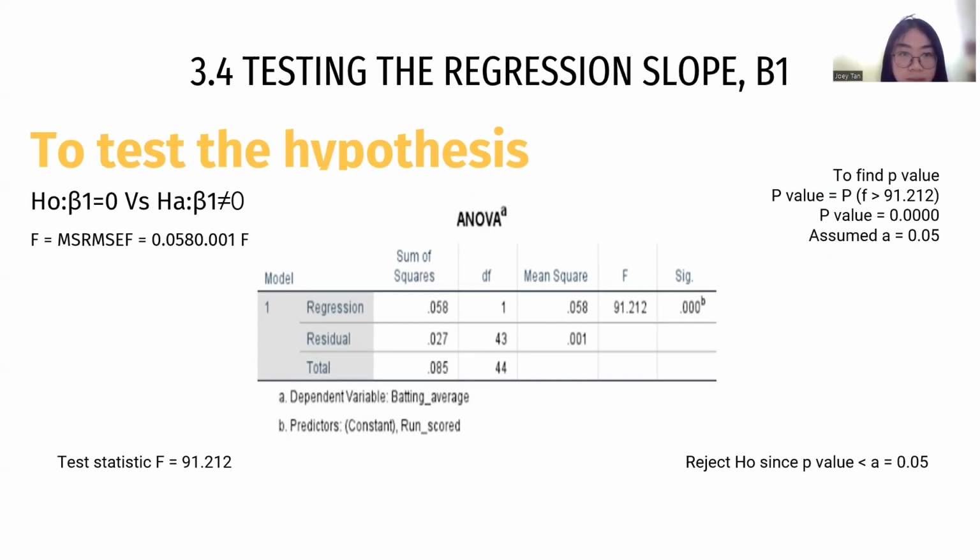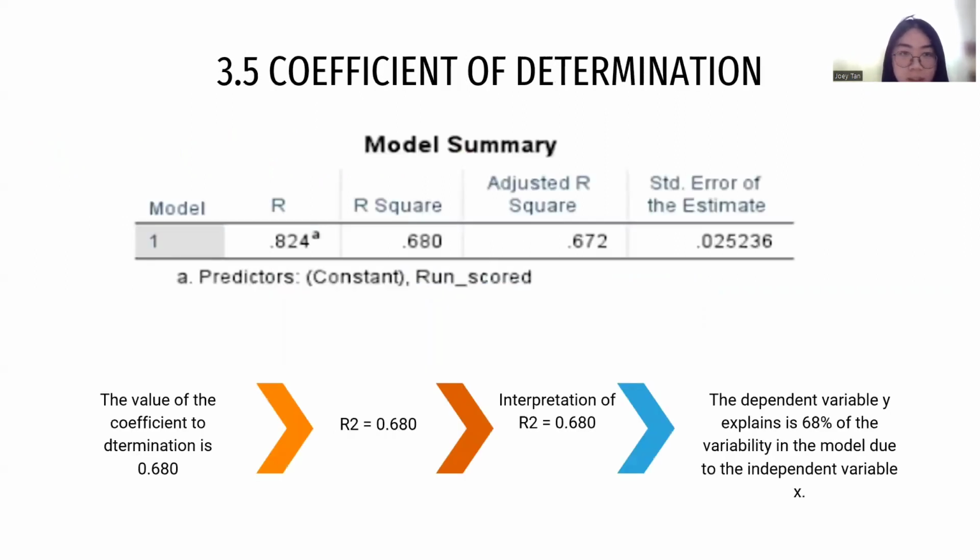Now, the next one is testing the regression slope B1. To test the hypothesis, the test statistic F is 91.212. To find the p-value, the p-value is 0.000, assuming alpha is 0.05. So to conclude, the slope is statistically significant.